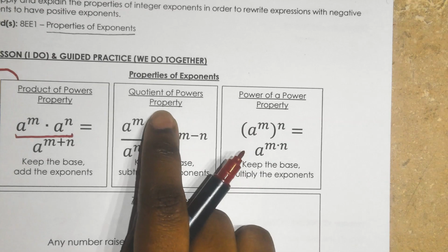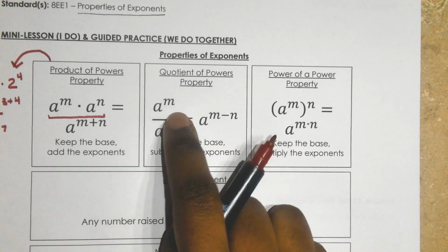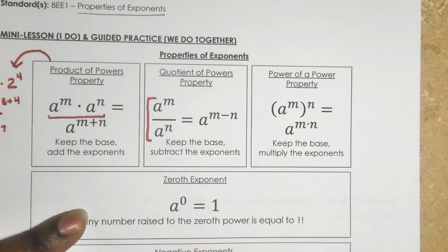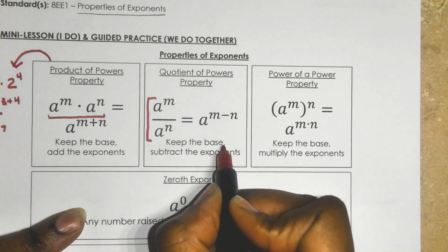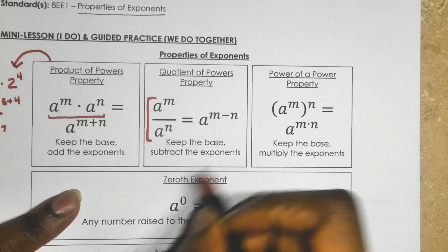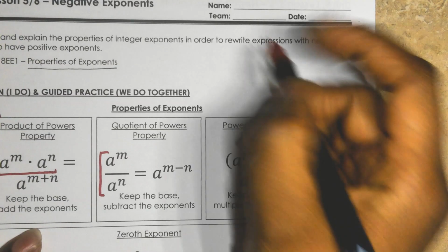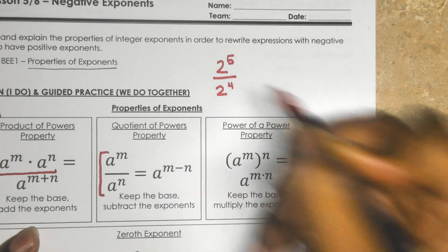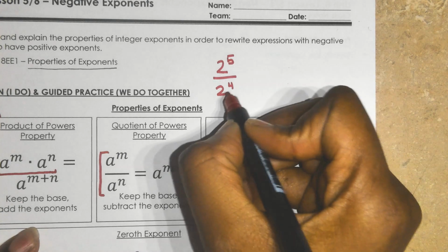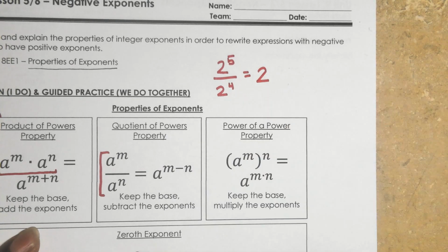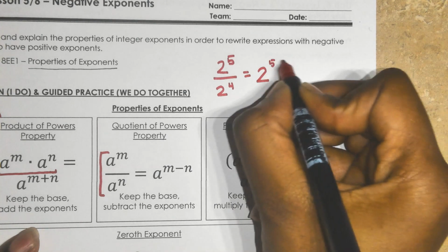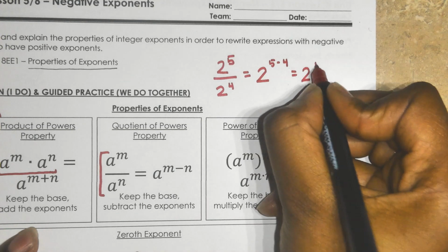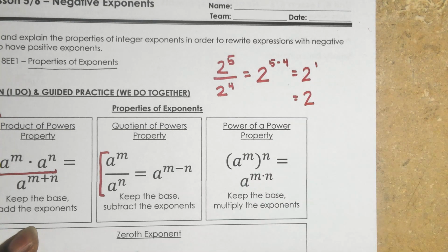Alright, we also learned about the quotient of powers property. The quotient of powers property says when you are dividing exponential expressions with the same base, you keep that base and subtract the exponents. So I'm going to do an example here. Let's say I had 2 to the fifth power divided by 2 to the fourth power. I would keep that same base of 2 and subtract the exponents. And that becomes 2 to the 5 minus 4 power, which is 2 to the first power, which I could just write as 2.